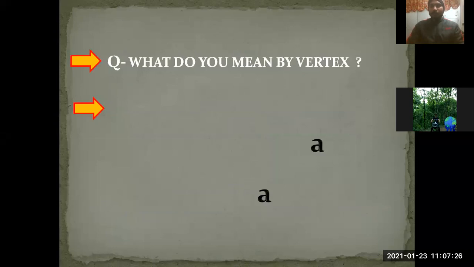What do you mean by vertex? Pradeep? Yes, sir. A corner of a shape is called a vertex. Very good. बहुत अच्छे. Very good, Samragi. A corner of a figure is known as the vertex.